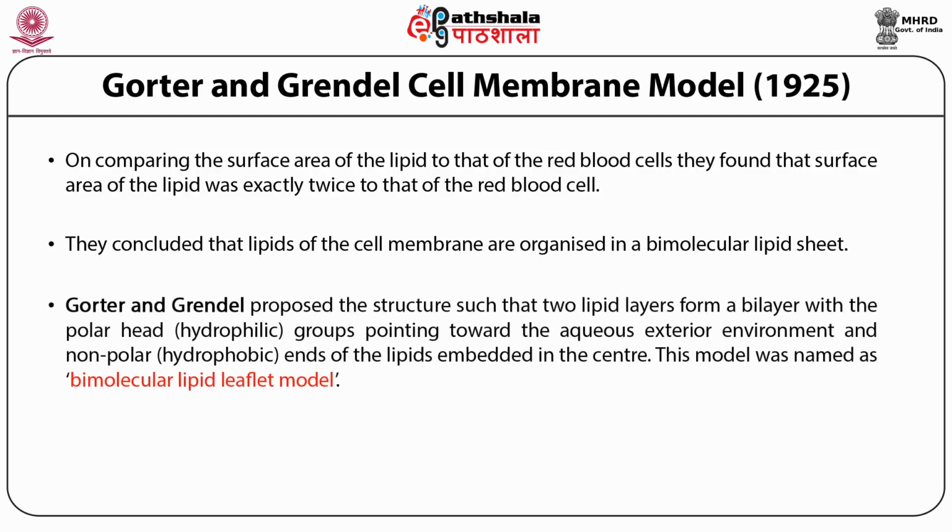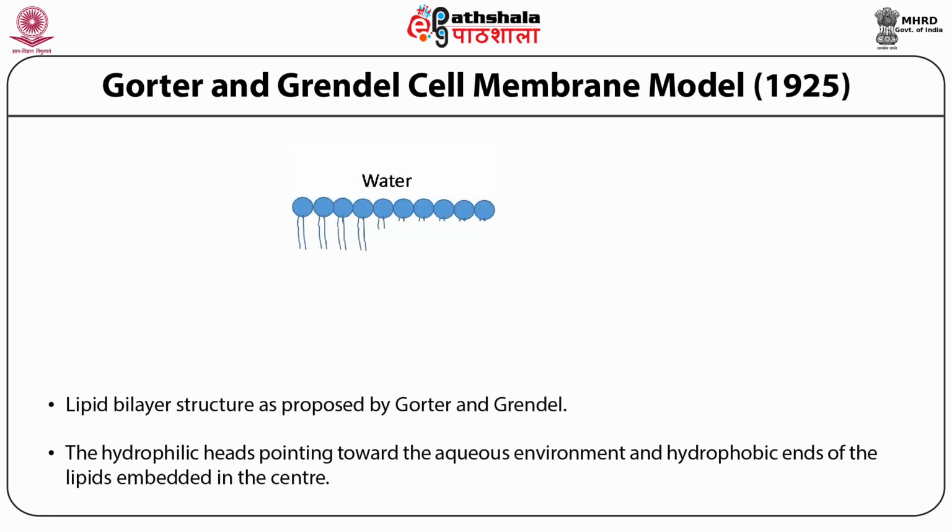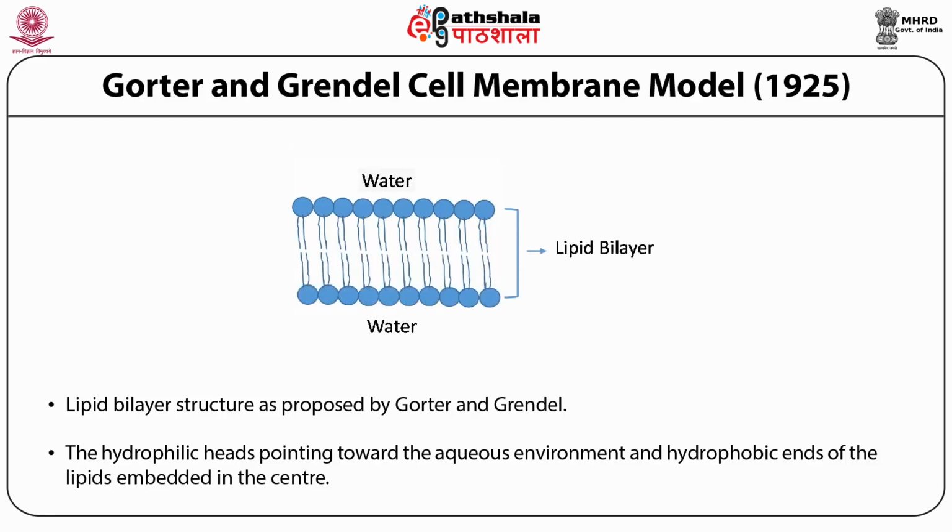Gorter and Grendel proposed the structure such that two lipid layers form a bilayer with the polar head, which is a hydrophilic substance, pointing towards the aqueous exterior environment, and non-polar or hydrophobic ends of the lipids embedded in the center. This model was named the bimolecular lipid leaflet model. This is the picture of the lipid membrane we know today as the Gorter and Grendel cell membrane model, which was proposed in 1925.